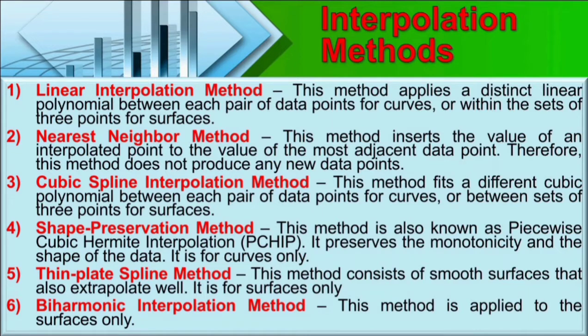Number 3, cubic spline interpolation method. This method fits a different cubic polynomial between each pair of data points for curves or between set of 3 points for surfaces. Number 4, shape preservation method. This method is also known as piecewise cubic Hermite interpolation or PCHIP. It preserves the monotonicity and the shape of the data. It is for curves only.